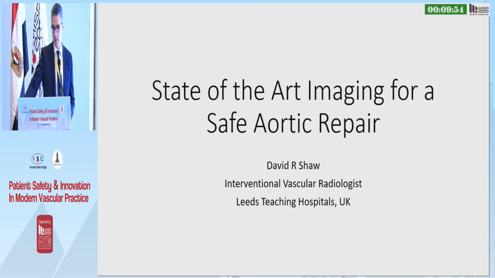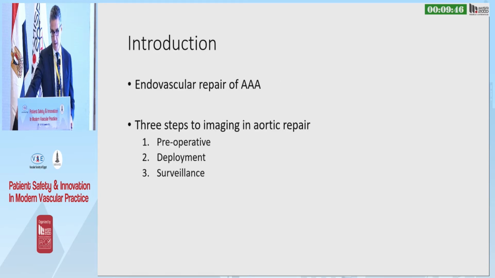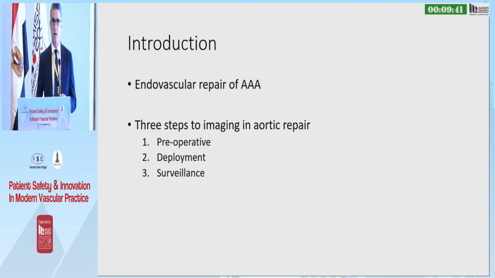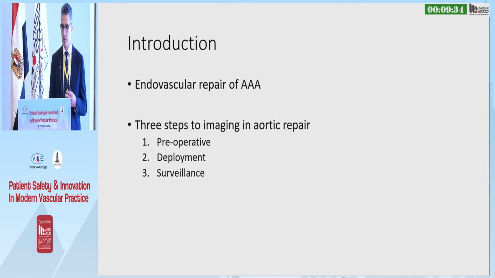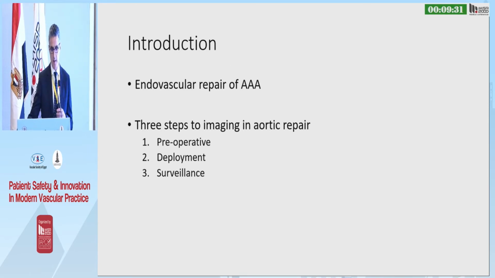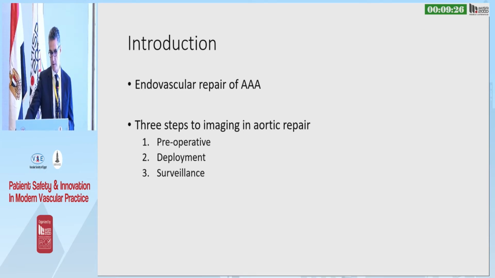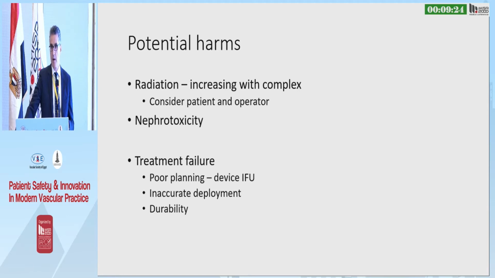So I've been asked to talk about state-of-the-art imaging for safe aortic repair, and I'll say to you that this is mostly about safety rather than state-of-the-art. It also relates almost purely to the endovascular repair of an infrarenal abdominal aortic aneurysm, but the principles can be applied to the thoracic aorta. I think you have to divide it into three isolated but related steps: the preoperative, the intraoperative, and the postoperative phases of a repair. Then we have to decide what the potential harms are for the patient or the operator.